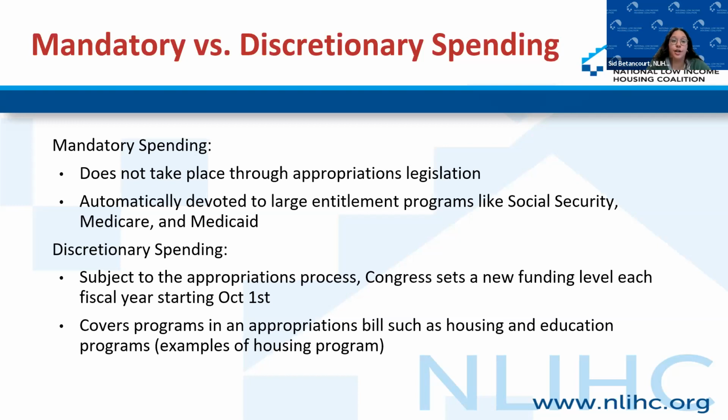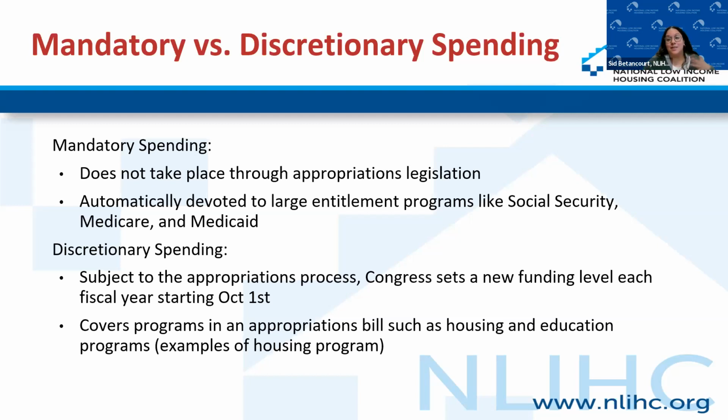And then you have discretionary spending. This money is actually going to be worked upon by members in Congress. Usually Congress tries to set the spending level for that by October 1st every year, but that hasn't happened, I think, in decades. It's been a little messy, but we're hoping for the best. The discretionary spending does cover programs and appropriation bills. So this includes programs like housing, education programs, USDA programs and stuff like that.